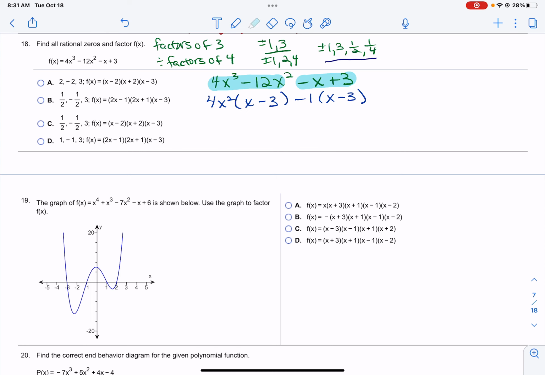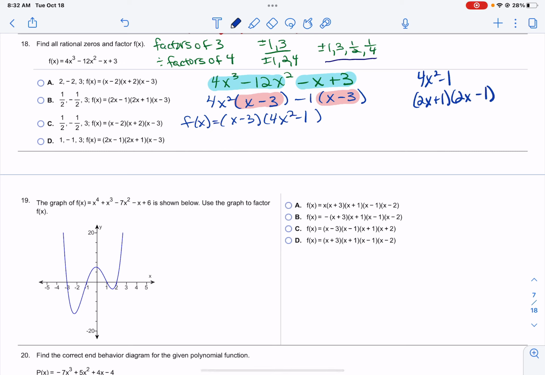Now I'm looking at factoring by grouping, and notice that I have those two common factors of x minus 3. So x minus 3 is a factor, and what's left when you take out those two common factors of x minus 3 is 4x squared minus 1. So our polynomial function can be written in this way, but we can factor even further, since 4x squared minus 1 fits that model of a difference of two squares, where the factors are 2x plus 1 and 2x minus 1.